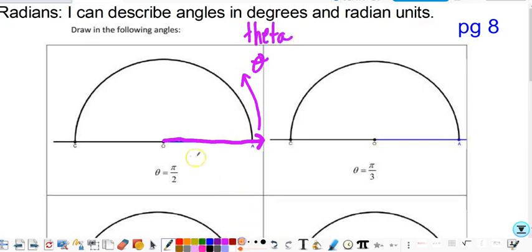So let's estimate where pi over 2 radians would be. From when we looked at that animation, we knew that half a circle is pi radians. That's 180 degrees. So this is pi cut in half. So if I rotate this halfway, this angle here is pi over 2. That's 90 degrees. 180 divided by 2 is 90.